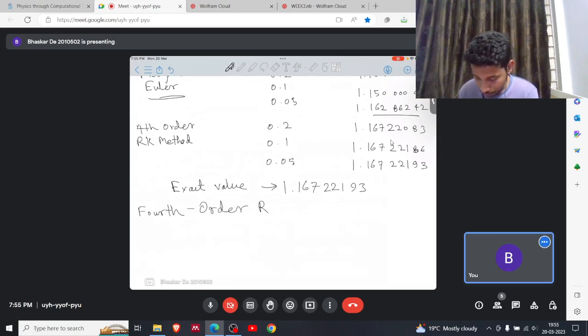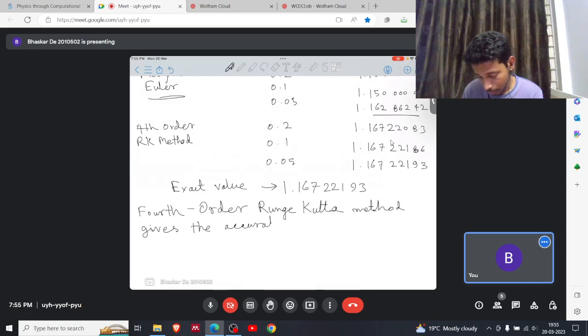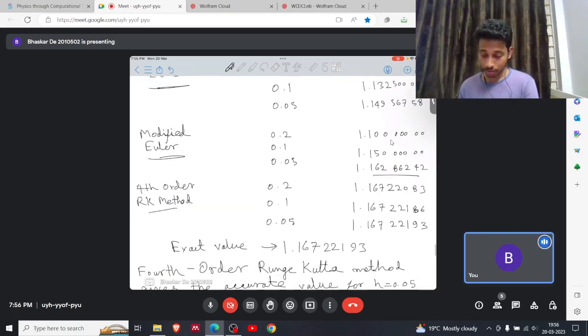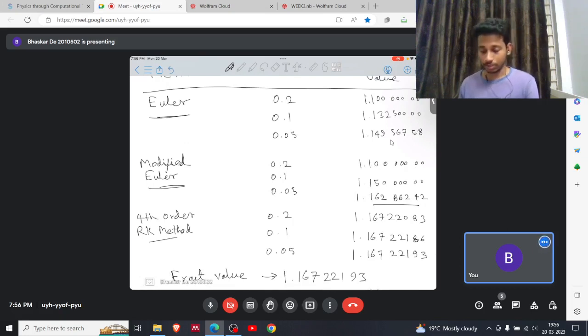So we can finally conclude that the fourth order Runge-Kutta method gives the accurate value for h equal to 0.05. So this is the comparison between these three methods, and as we can see, the basic Euler method is the slowest, and the fourth order Runge-Kutta method is the fastest to converge to the correct value for solving ordinary differential equations.